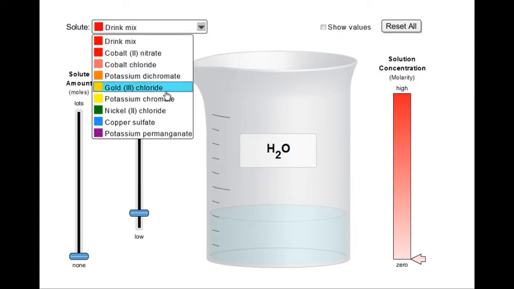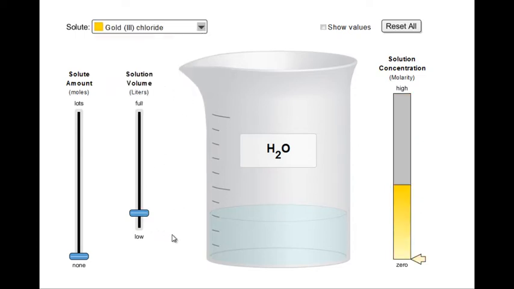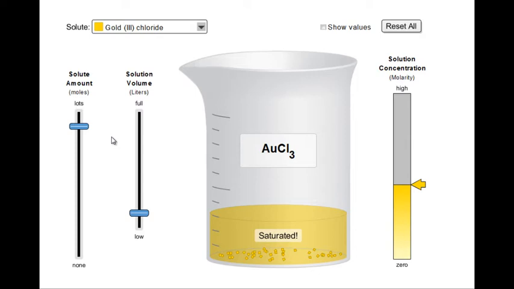Let's try gold chloride instead of a drink mix now. So first we start adding some gold chloride. Our concentration increases, it increases, and then all of a sudden the solution becomes saturated. And instead of the gold chloride dissolving, it just kind of sits at the bottom as a solid. Something very similar happens if you try to put sugar into iced tea. Sugar is soluble in cold water up to a certain point, but then if you continue to add sugar, the solution becomes saturated.